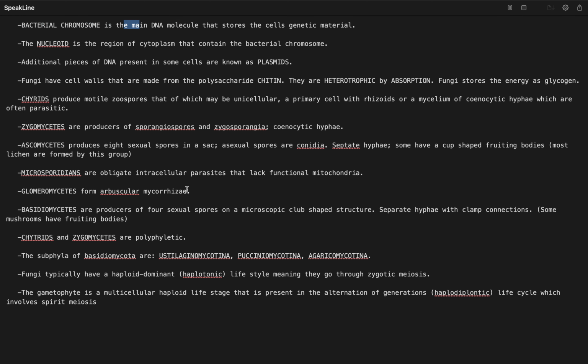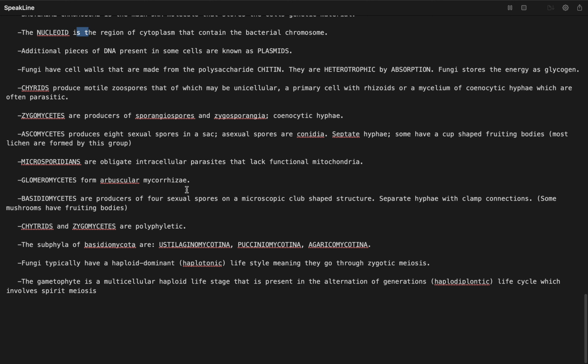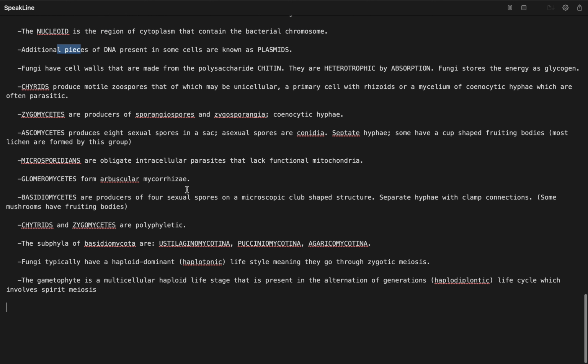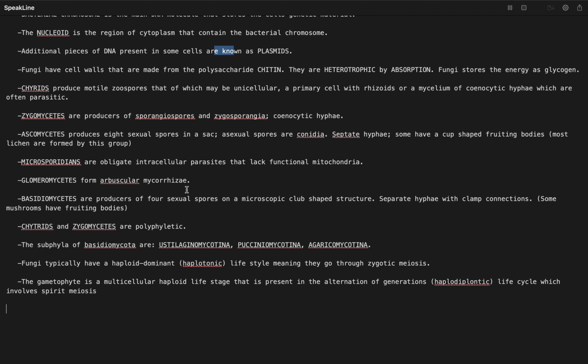Bacterial chromosome is the main DNA molecule that stores the cell's genetic material. The nucleoid is the region of cytoplasm that contains the bacterial chromosome. Additional pieces of DNA present in some cells are known as plasmids. Fungi have cell walls that are made from the polysaccharide chitin. They are heterotrophic by absorption. Fungi store energy as glycogen.